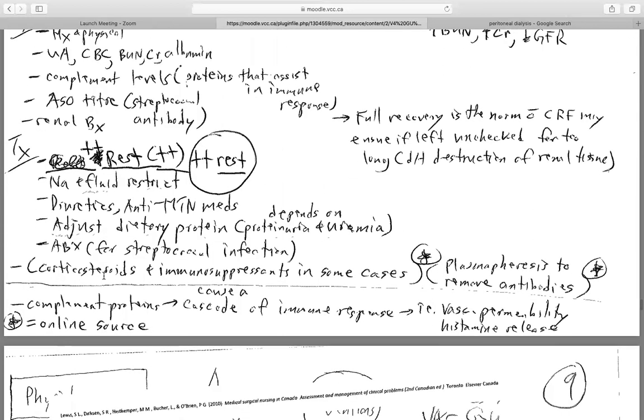In terms of treatment, the patient needs lots of rest. They need fluids. They might need diuretics. They might need antihypertensives. Why is that? Because if the glomerulus is not filtering properly, then fluid is building up in the body. Of course, for any kidney failure, you might need to adjust protein, for what we talked about before in terms of urea buildup. And of course, antibiotics and corticosteroids, immunosuppressants in some cases.